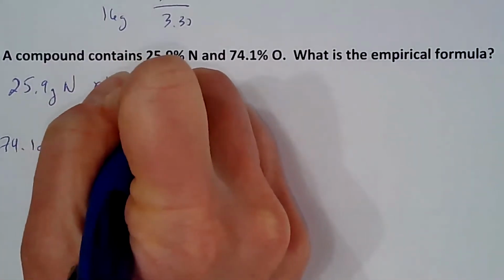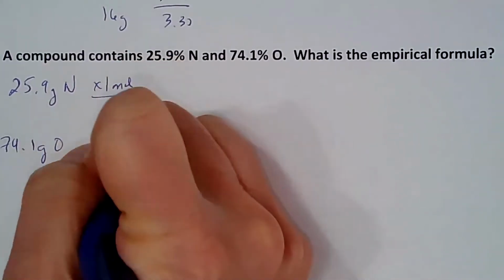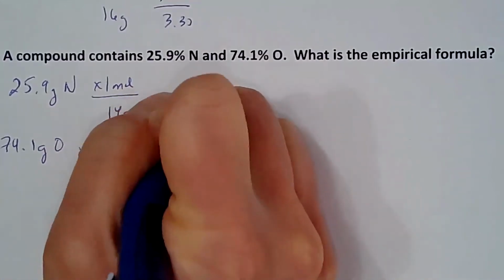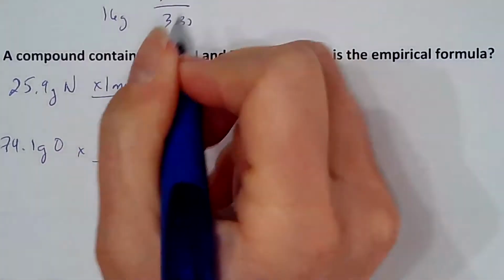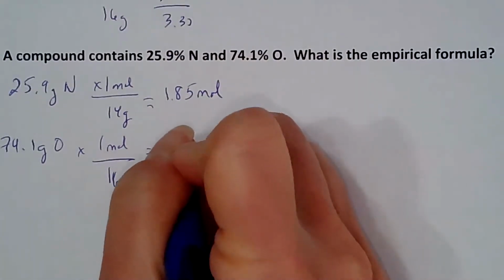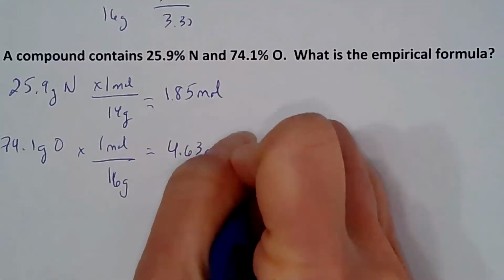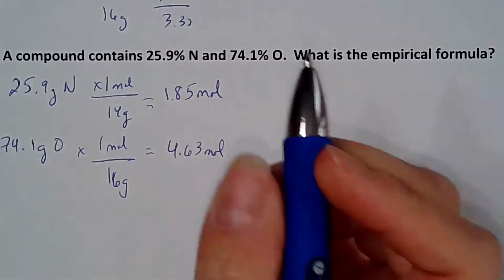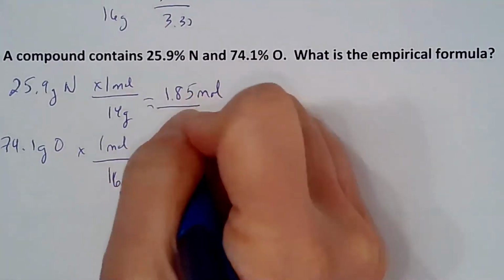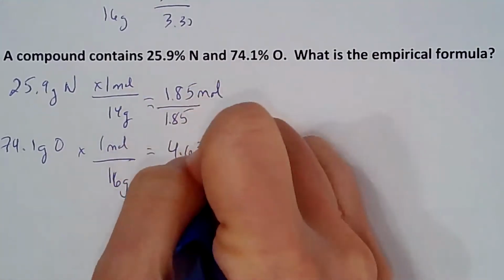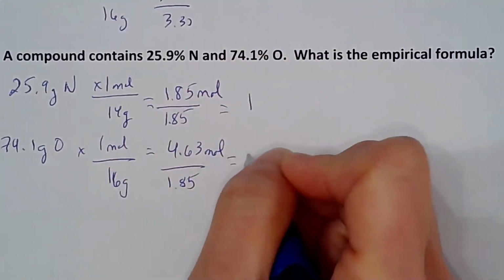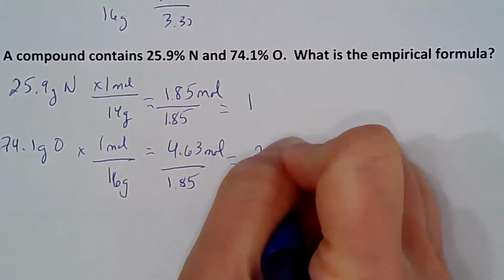This is going to be no different than the previous problem I showed you. It's just going to look different in terms of the numbers that you get. So you get 1.85 moles of nitrogen, and you get 4.63 moles of oxygen. Again, you divide by the smallest number, which here is 1.85. So that becomes 1, but then this becomes 2.5.